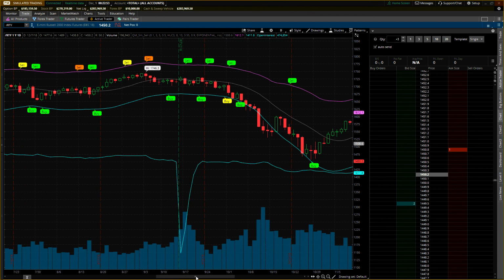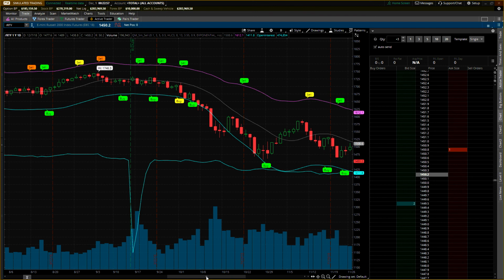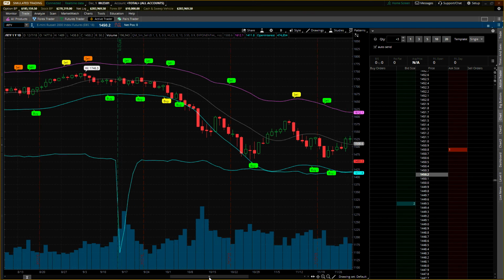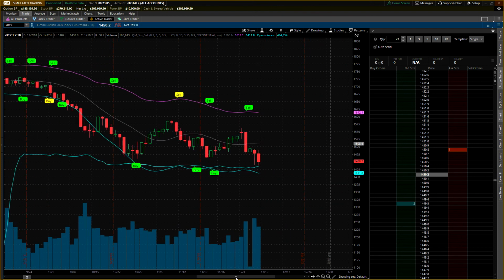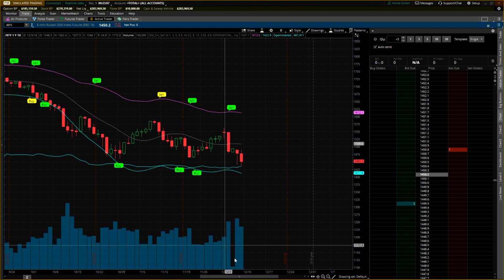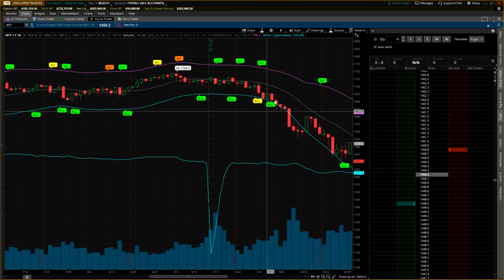You see some orange, some yellow, and green. Our orange is basically the same as our red, but we still might make the trade. Yellows, basically be cautious. But we don't just blindly follow these signals. Okay, they're really good guidelines. They steer us in the right direction, even in choppy markets.